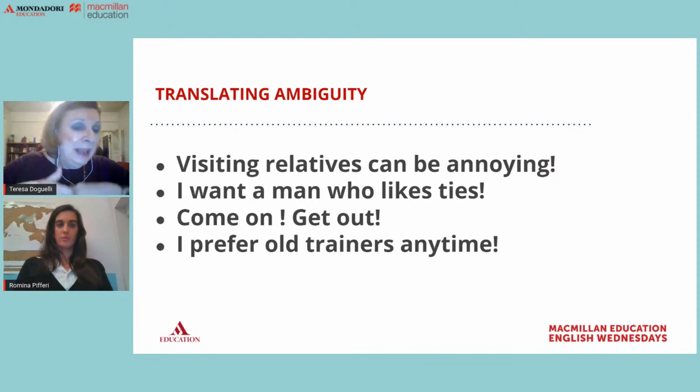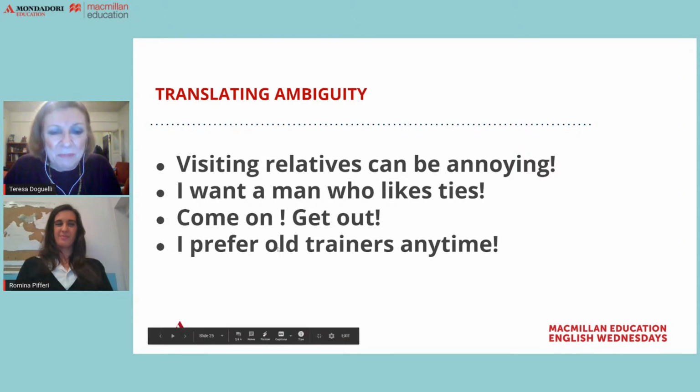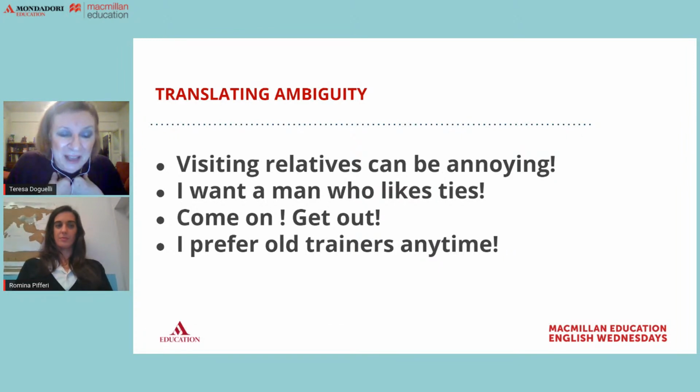It can also be a game, and it will help them to play and very often remember the things that they've come up with. Like this one, I prefer old trainers anytime. There we can use trainers, the kind that I am, or trainers, the kind that I wear, as in Adidas, every time. Advert break there.